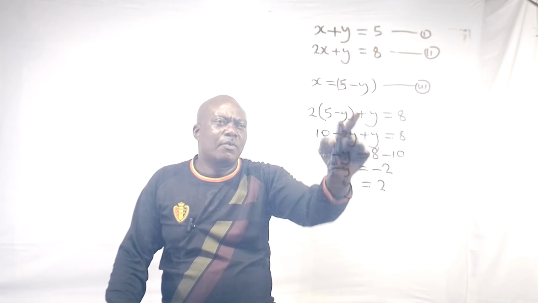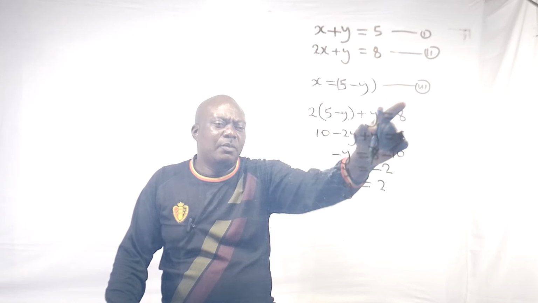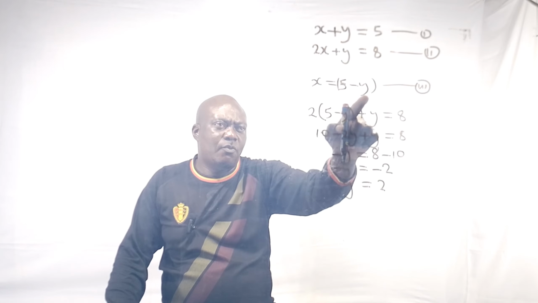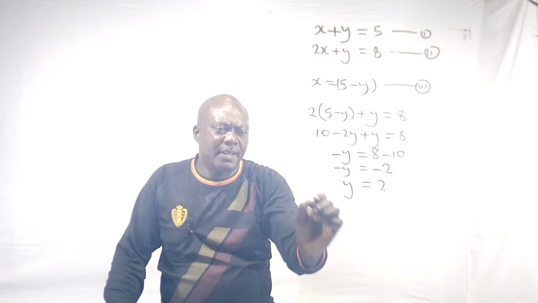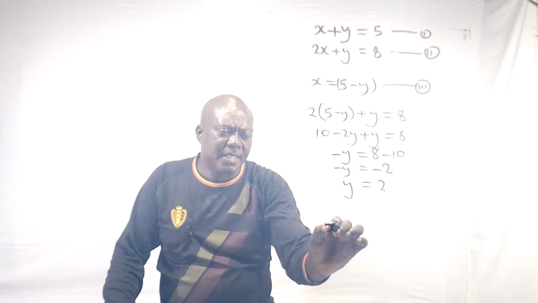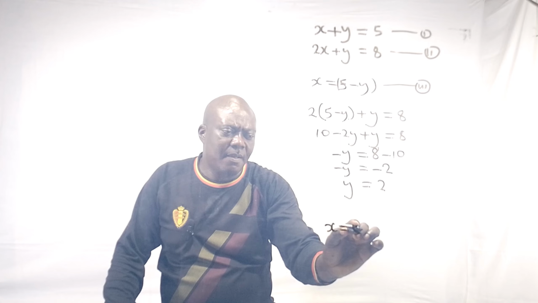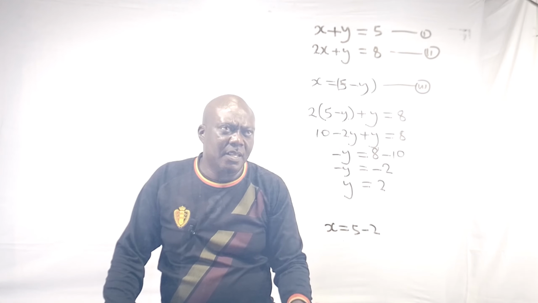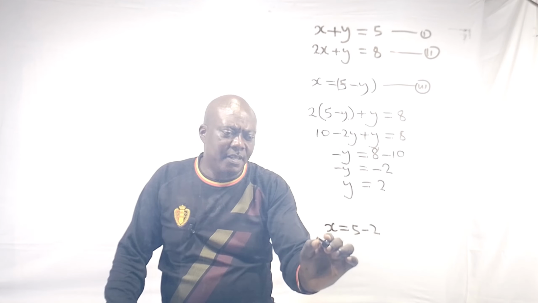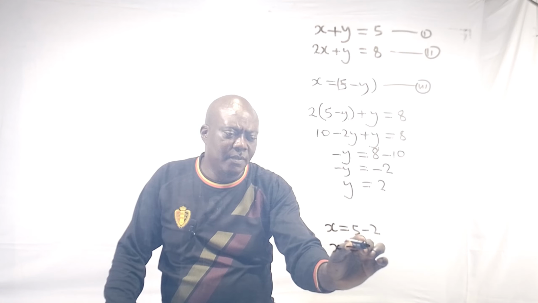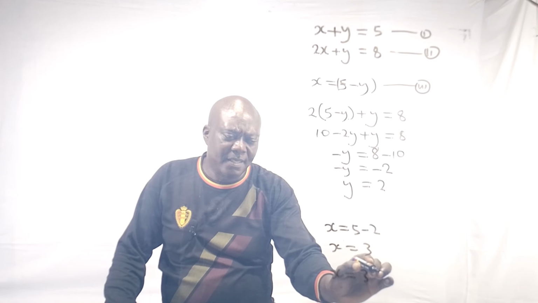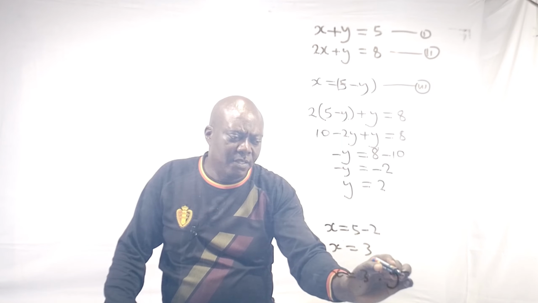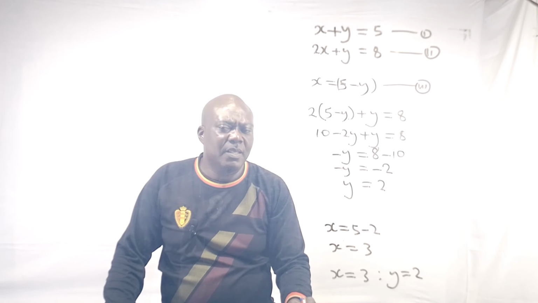So from equation 3, let's put 2 for y so that we can get x. Therefore, from equation 3, x now will be equals to 5 minus 2. 5 minus 2 is 3. Therefore, x will be equals to 3. In general, x is equals to 3 and y is equals to 2.